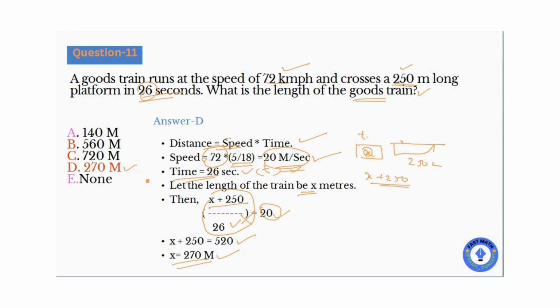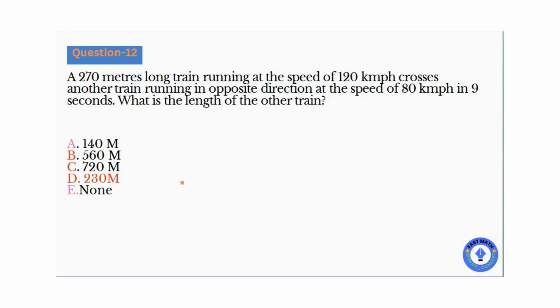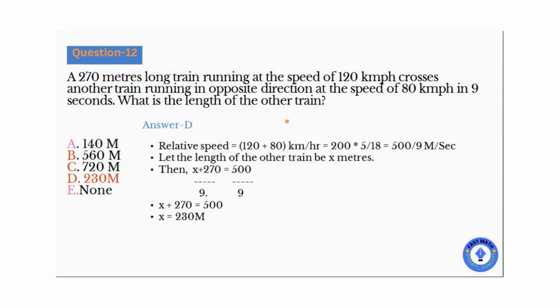We are moving to the final question. The 270 meter long train is running at a speed of 120 kilometers per hour and crosses another train in the opposite direction at a speed of 80 kilometers per hour in 9 seconds. What will be the length of the other train? In this problem, one train's length has been given. He is asking for the second train's length. Both speeds have been given. This is V1 and this is V2. Both are running in the opposite direction.